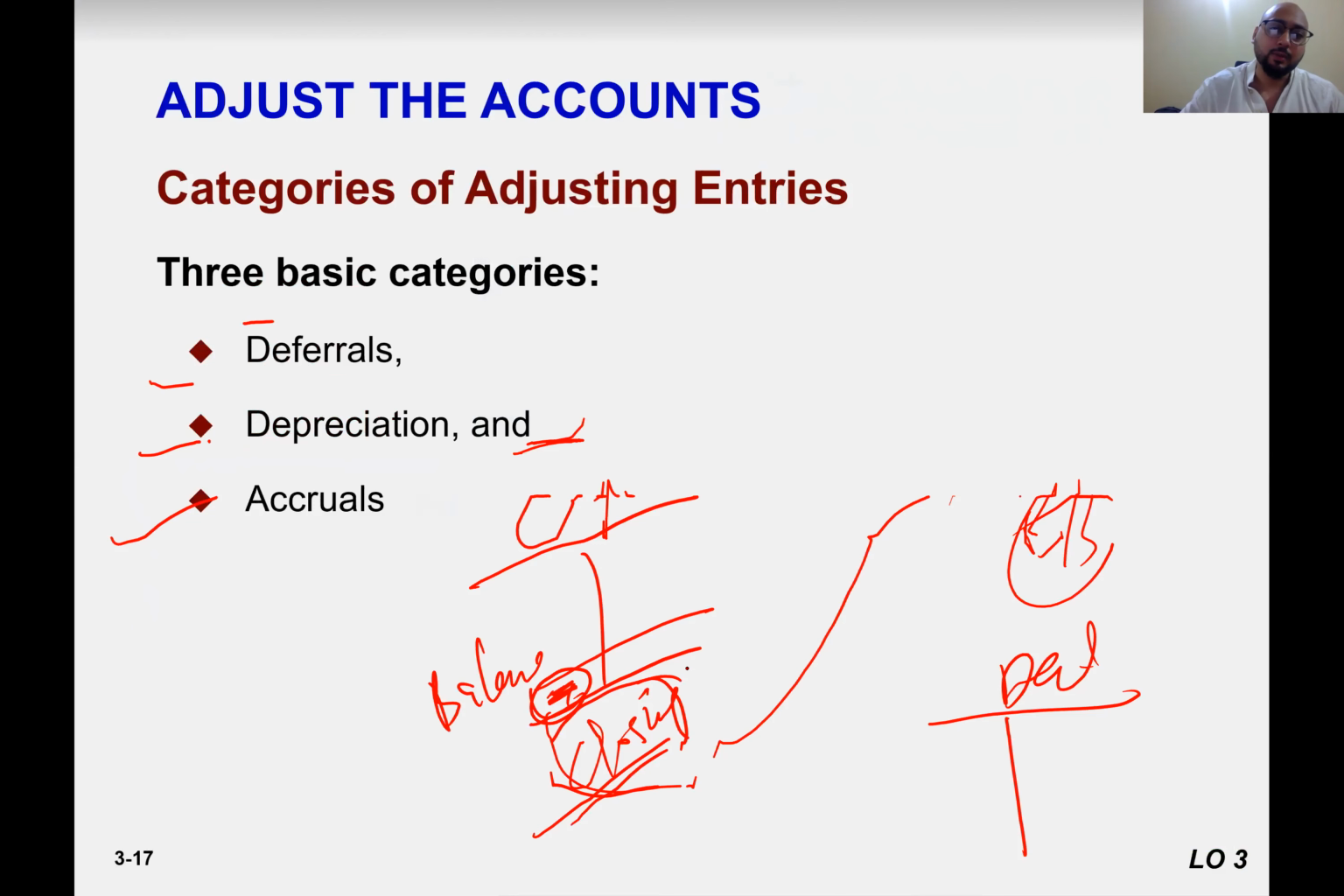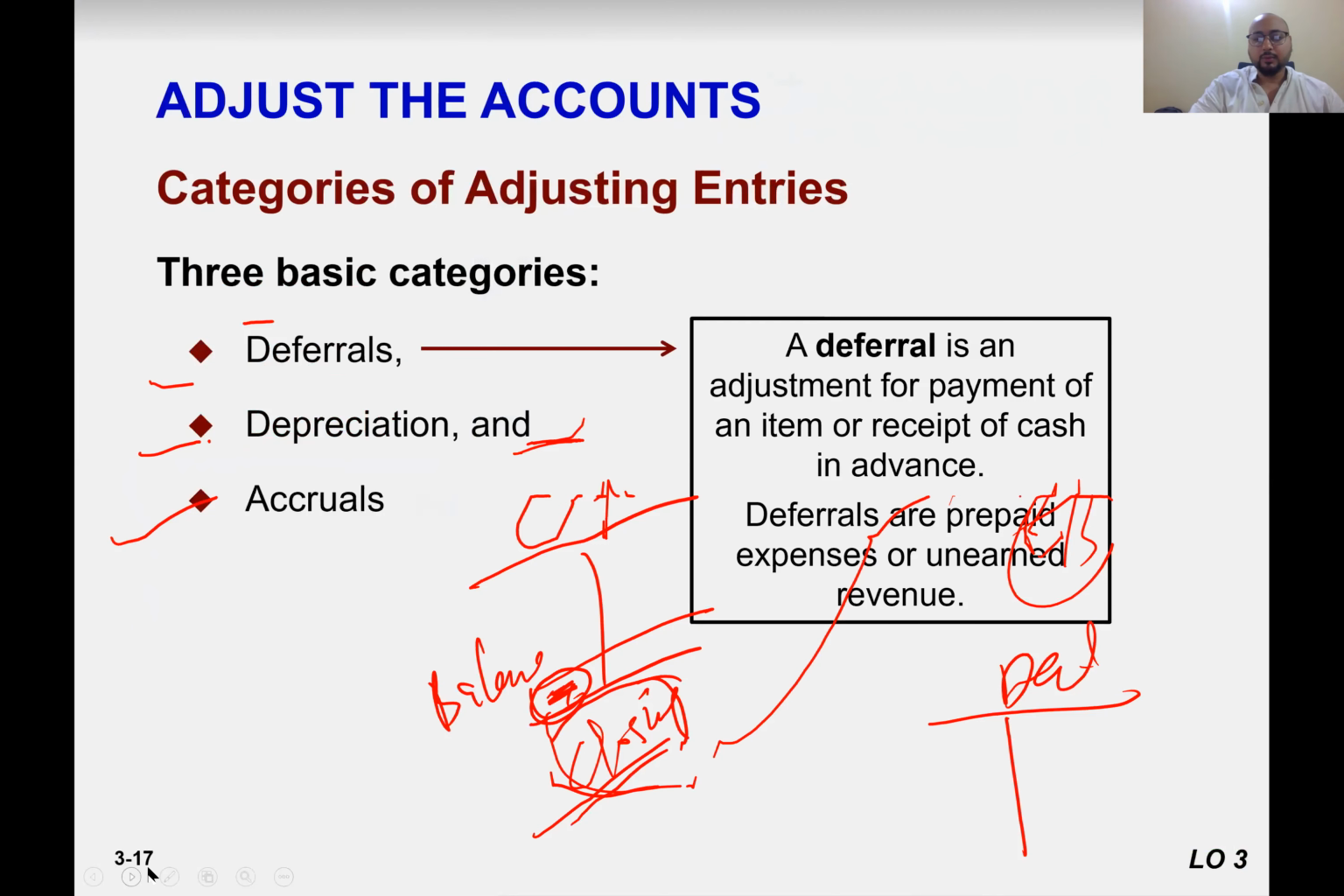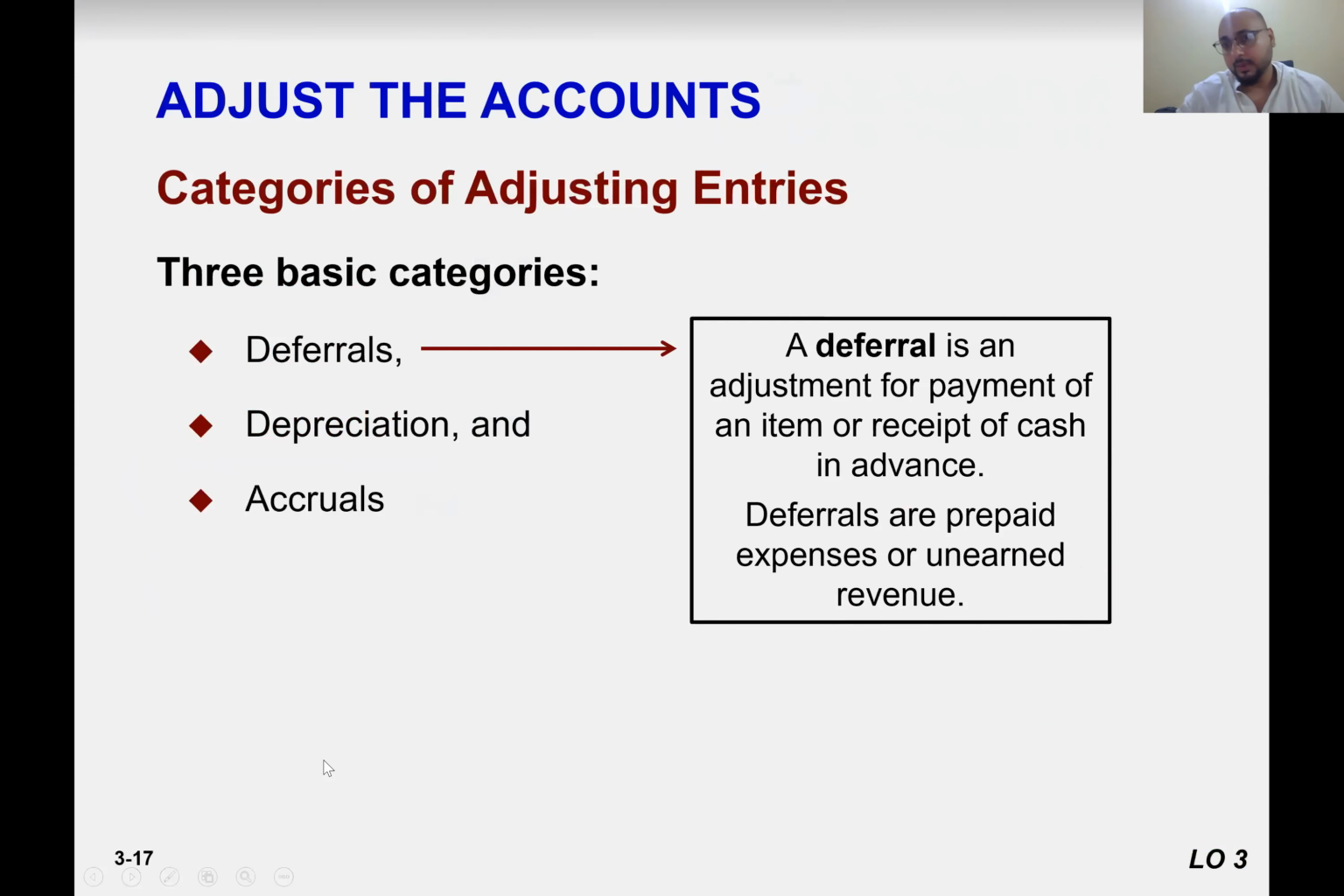So let's just talk about this. So a deferral is an adjustment for payment of an item or receipt of cash in advance. So deferrals are prepaid expense and unearned revenue.